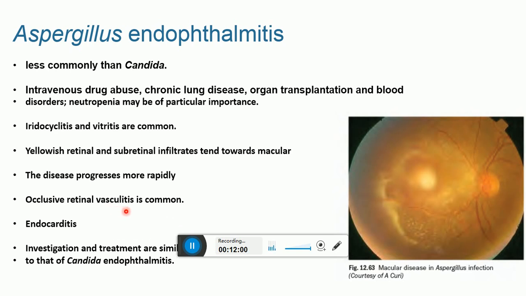Systemic assessment is critical. Endocarditis is a particular risk. Investigation and treatment are similar to that of Candida endophthalmitis.